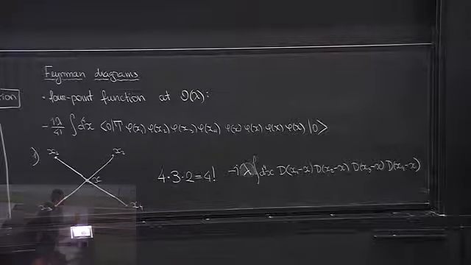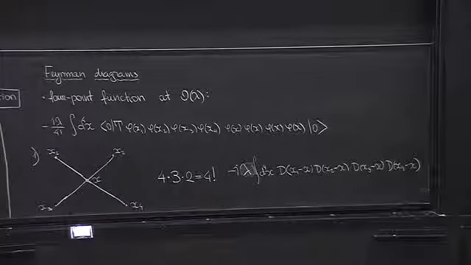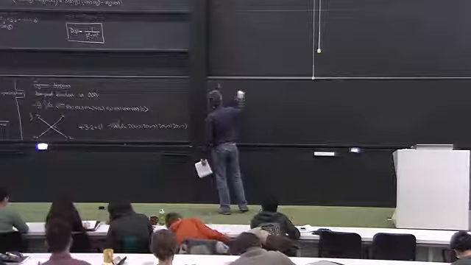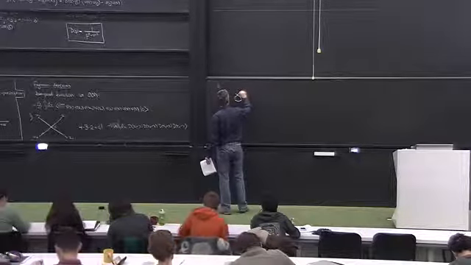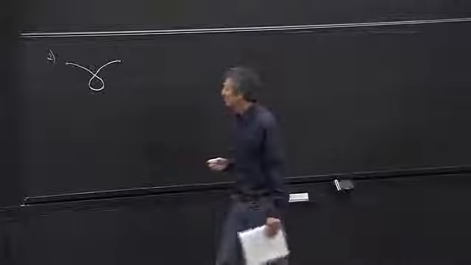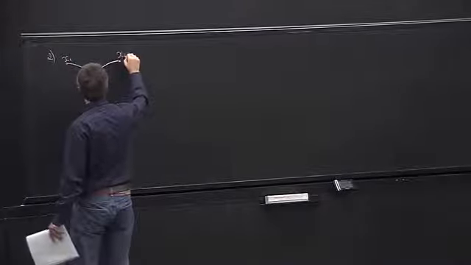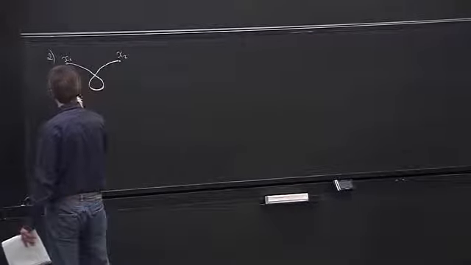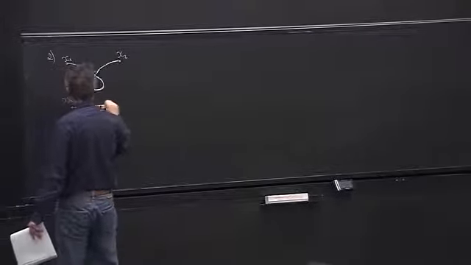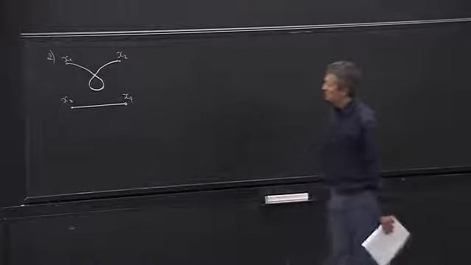So here is our interaction vertex. We contract two of the fields with themselves. And then we can connect the remaining two lines to the external points. And there are several ways to do it. Let's consider the case where they connect to x1 and x2. And then x3 and x4 have to be connected among themselves. So we want to consider diagrams with this topology.